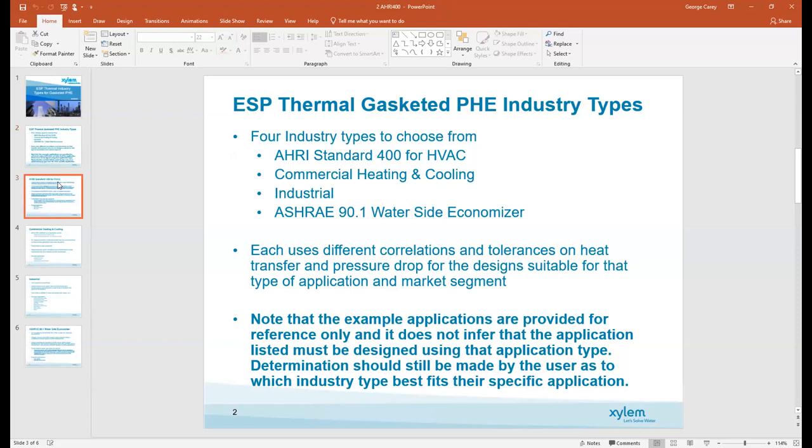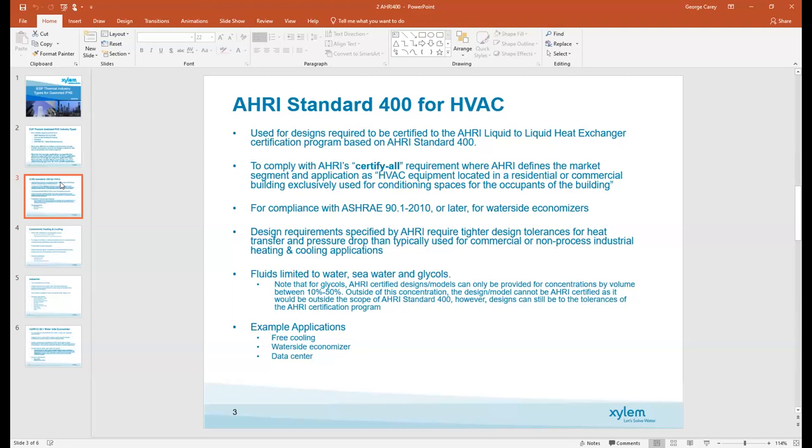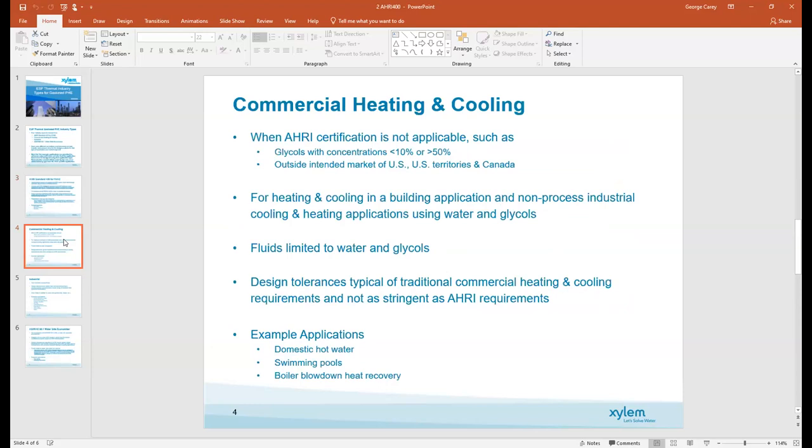So I just wanted to put this in there because it's worth knowing if somebody's submitting on something that's conditioning space or anything that's really critical or important, the AHRI 400 standard is a way to make sure that your conditions are maintained and you hit what your intention is. But like I said before, if you're not conditioning space and it's not a critical item, maybe it's a swimming pool, maybe it's a domestic water system, or some sort of heat recovery, in those conditions you can save quite a bit for your customer by looking at some of the other options.